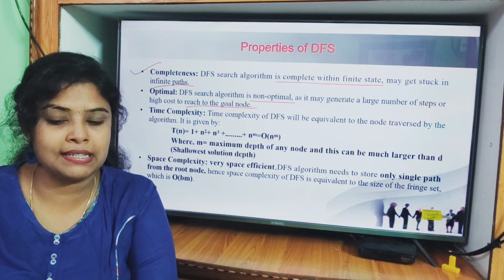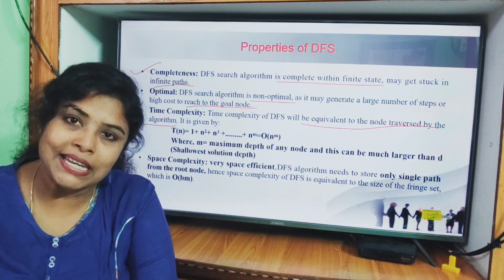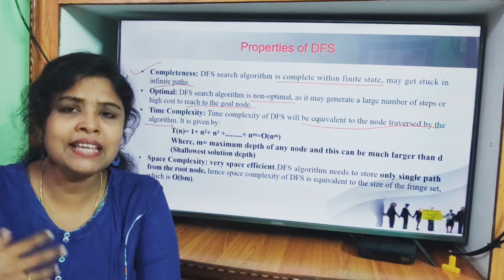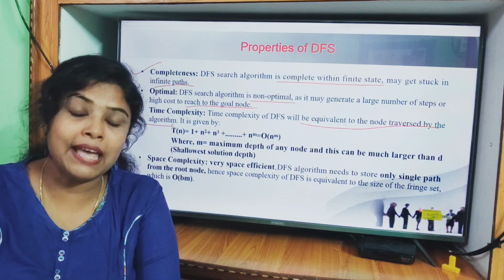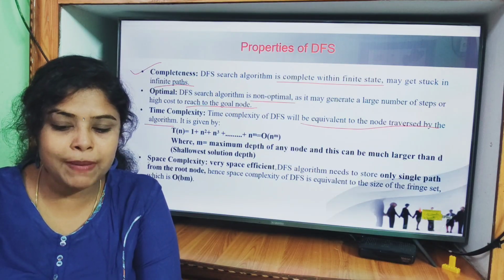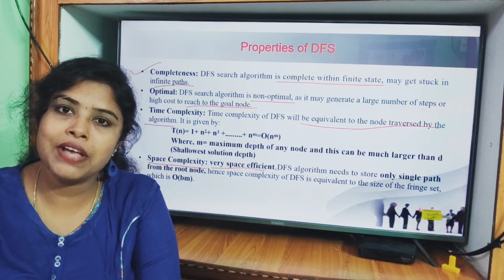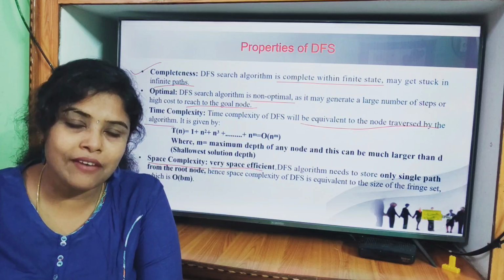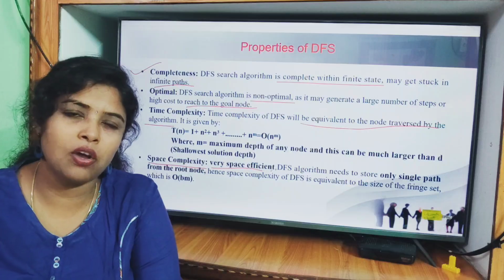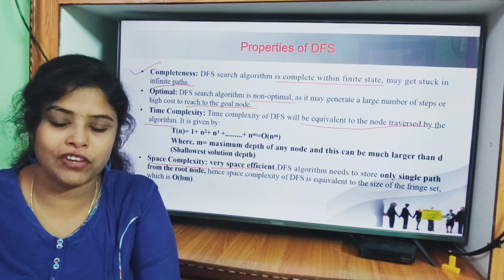Coming to the time complexity, we say that it will be equivalent to the nodes traversed by the algorithm. So in case it is going in the right path and finding the goal node, then fine. But in case it is getting stuck in an infinite loop, then it will take more time to complete the task. And for space complexity, we will say that it is very much space efficient, because in DFS not all the nodes are visited. So whichever nodes are visited, only they will be stored in the memory. Therefore it will occupy very little space. Therefore we can say it is highly space efficient.